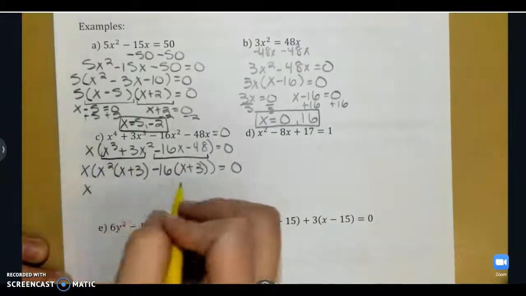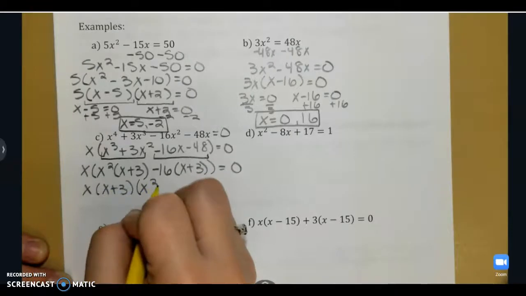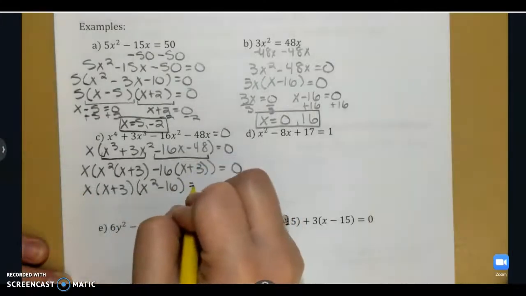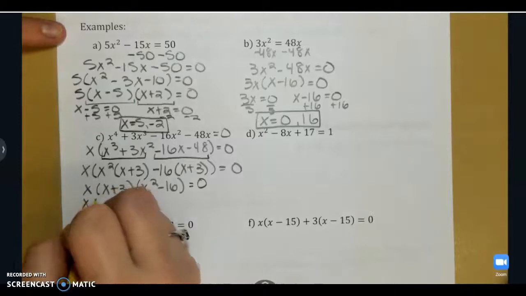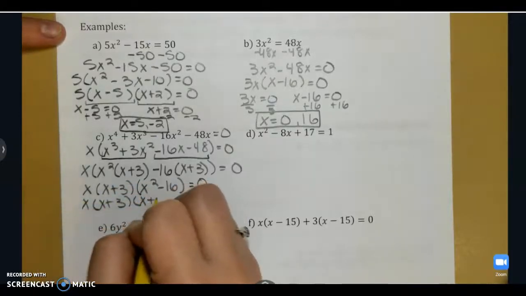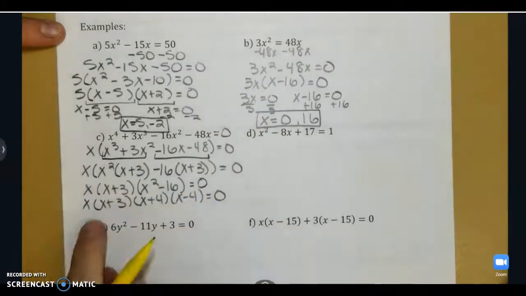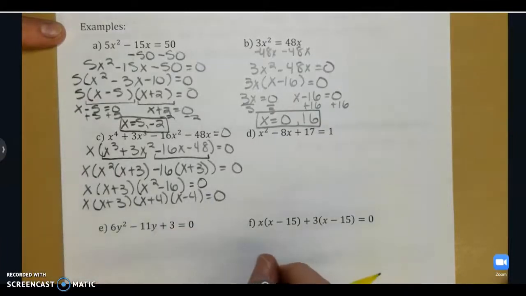So my final factorization is going to be x plus 3 times x squared minus 16. And that x we took out at the very beginning has to stay in the front. Now I notice, lastly, that I have x squared minus 16, which is a difference of squares. So I have to do one more round of factoring. So x times x plus 3 times x plus 4 times x minus 4 is our complete factorization.